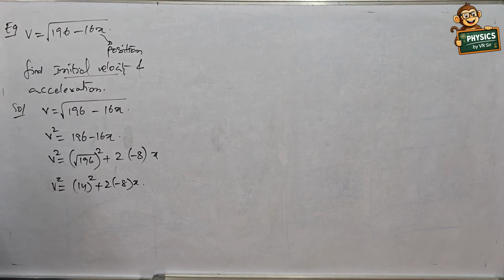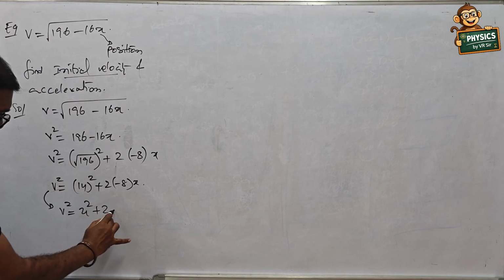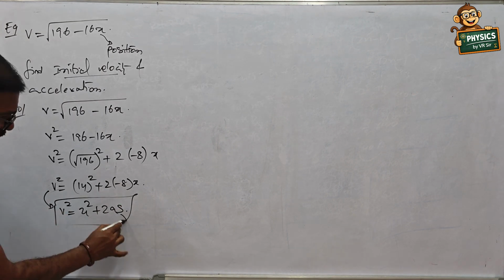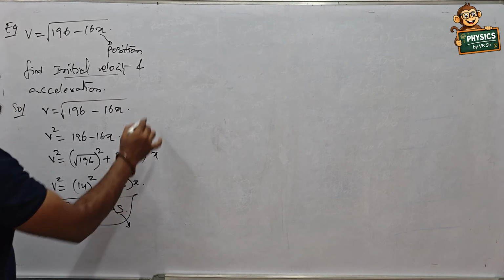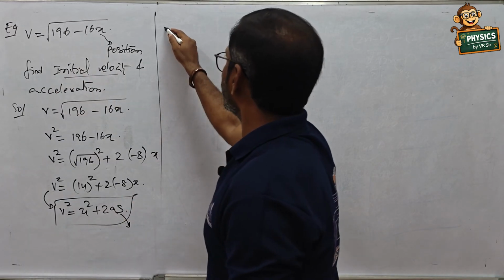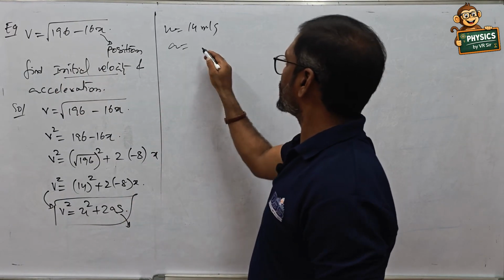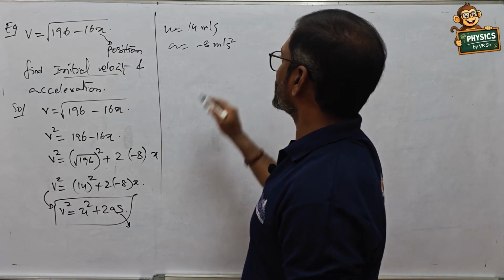Compare this with v square equals u square plus 2as. Here x is the position, which plays the role of displacement. When you compare, the initial velocity is 14 meters per second and the acceleration is equivalent to minus 8 meters per second square.